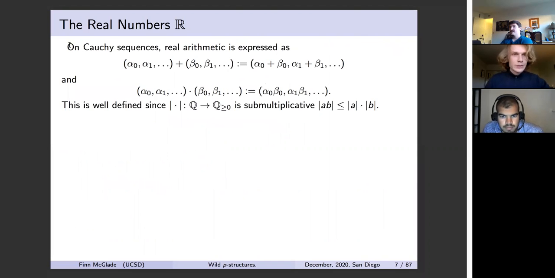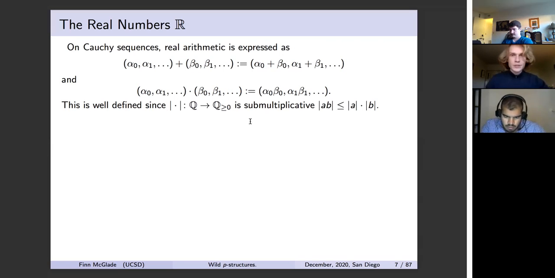But we can talk about real arithmetic in this setting. So for example, if you want to add 2 real numbers, if you're thinking of them as Cauchy sequences, the addition law is you just take pointwise addition on the entries in the Cauchy sequence. And the multiplication is just pointwise multiplication of the entries in the Cauchy sequence.